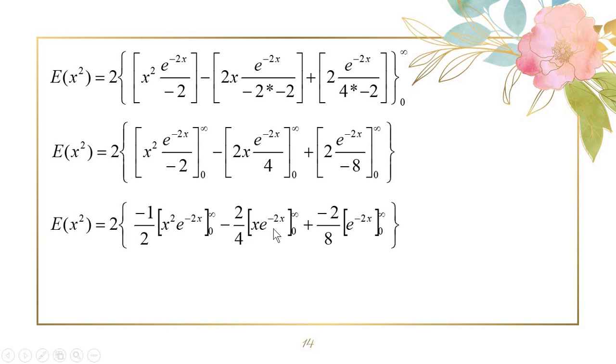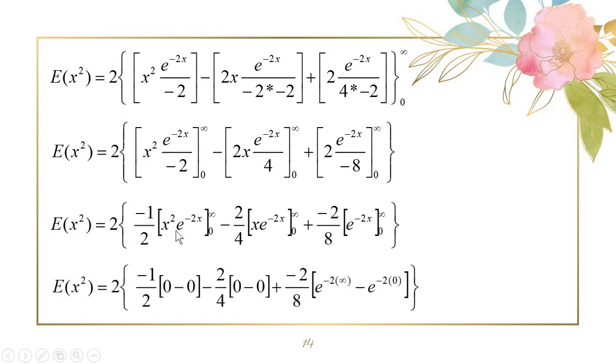Now we are going to evaluate each term separately. This and this separately. You know that we have calculated limit x tends to infinity, x square e raised to minus 2x is 0. So the upper limit will be 0 here. When you substitute the lower limit, that also is 0. Here when you put the upper limit, limit x tends to infinity, x into e raised to minus 2x is 0. So you get 0. When you put the lower limit, then also you get 0. So these two terms vanish to 0.